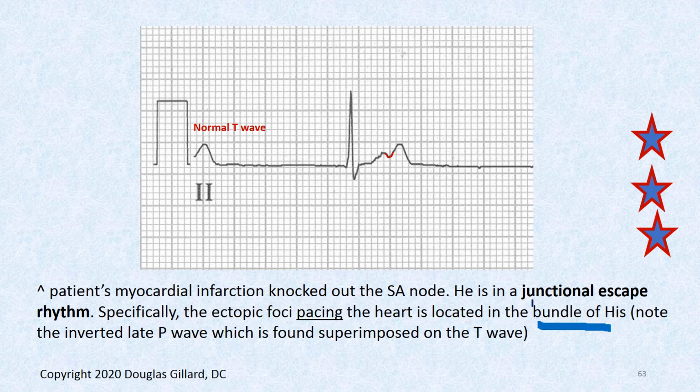How do we know it's coming from the bundle of His? Because the P wave is after the QRS complex. If it was coming from the distal part of the AV node, it would be here and hidden. Couldn't see it. If it's in front, it's the proximal part of the AV node. Got it? All right, that's enough of those.